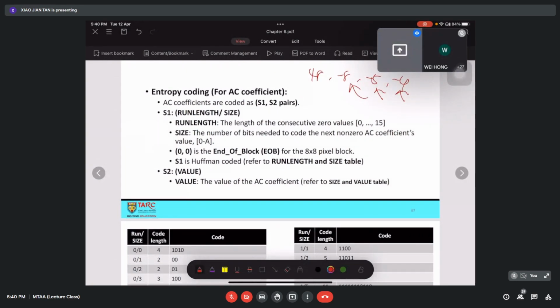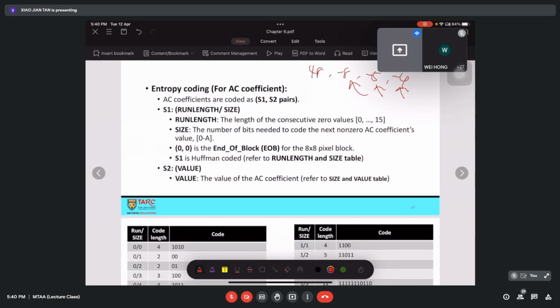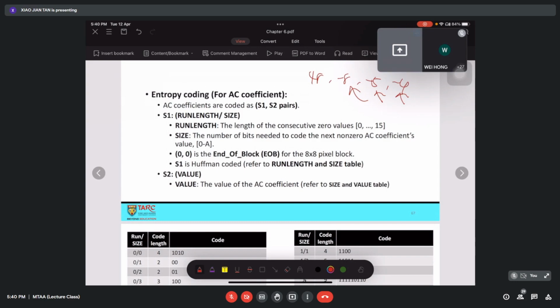AC coefficients are coded as an S1, S2 pair. S1 is the run length/size, and S2 is the value. The run length is the length of the consecutive zero values, 0 to 15. And the size is the number of bits needed to code the next non-zero AC coefficient, 0 to A, in hex.